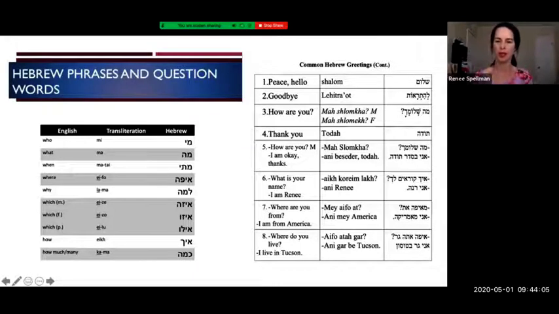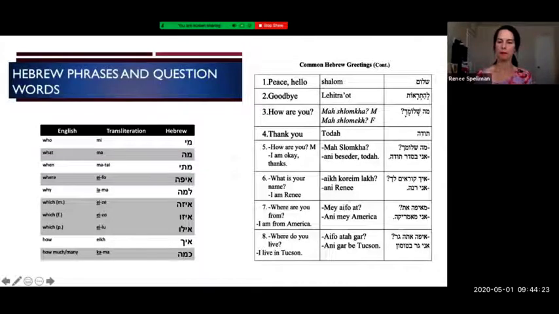For the 6th one, what is your name? Ech korim lach, or ech korim lacha, depending on if you're talking to a male or female. So ech korim lach, and then the answer is ani Renee. So my name is Renee, or I am Renee.